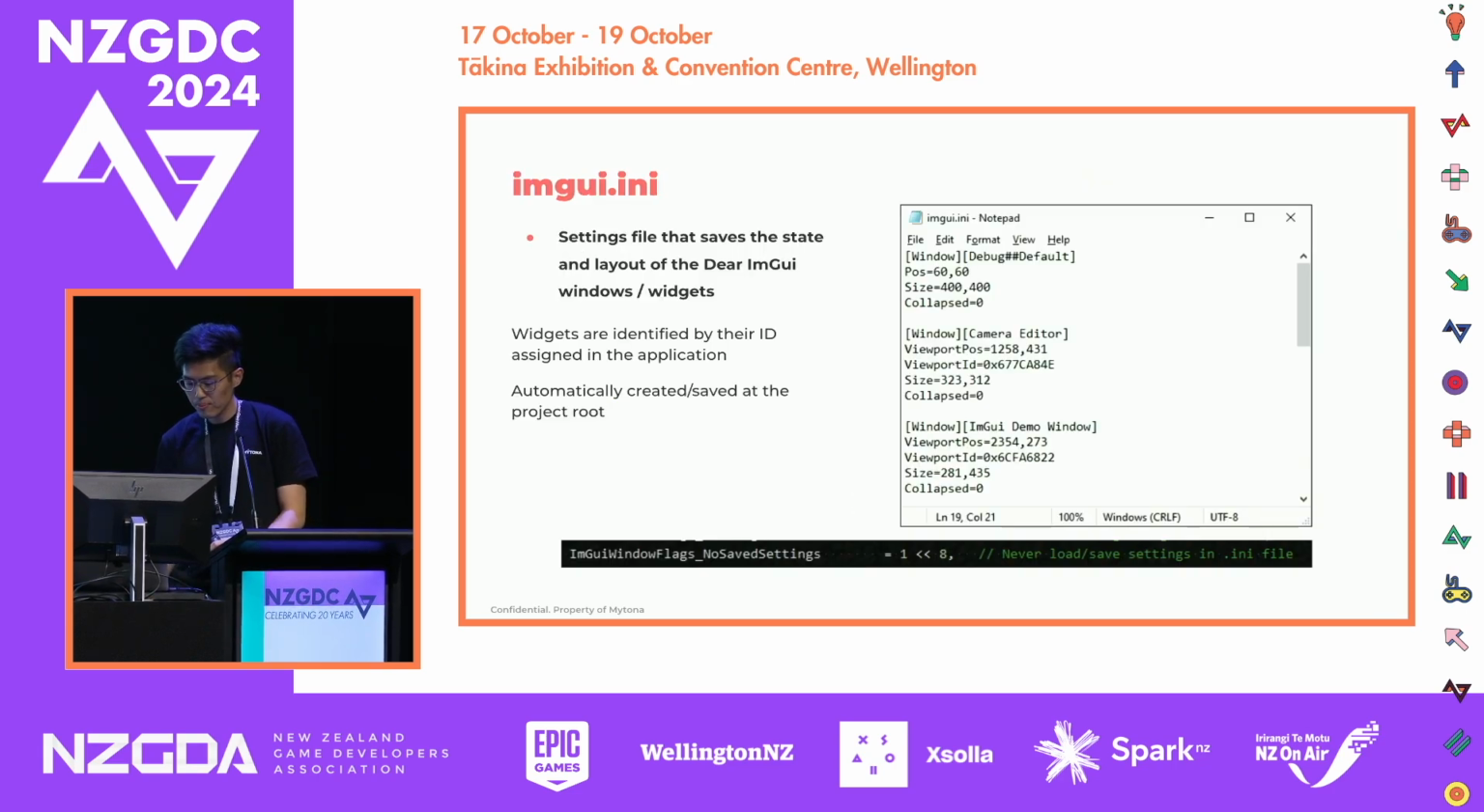Yep. And ImGui.ini is a local file that I talked about. It saves the layout and states for your window. So here we have a bunch of different settings for different windows. They're identified by the ID. Whatever is changed is saved and loaded automatically by the system. You don't need to do anything.